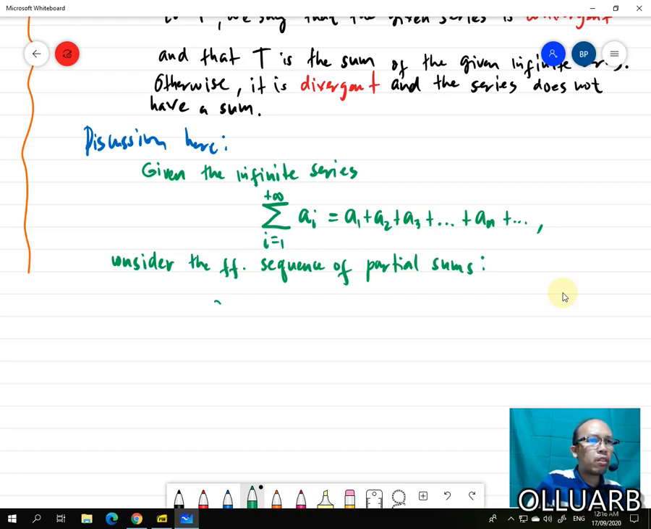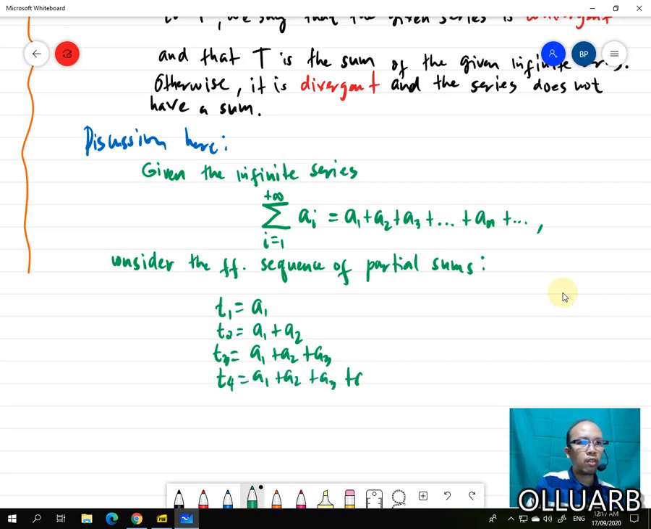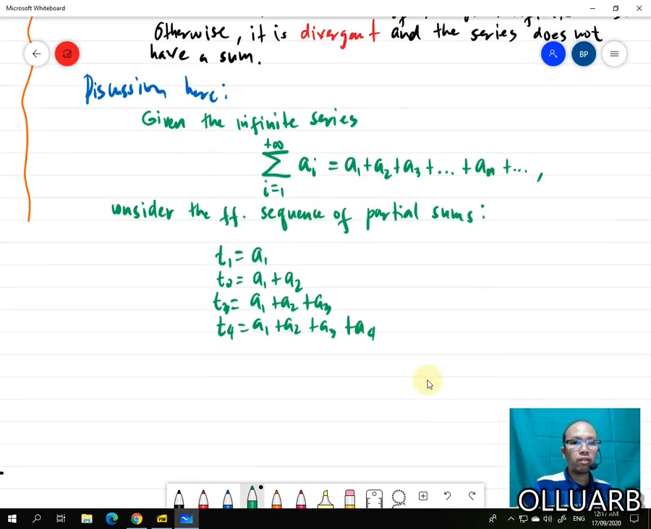This sequence of partial sums: T1, which is A1, I already explained this in the first part of this video. T2 is A1 plus A2. T3 is A1 plus A2 plus A3. T4 is A1 plus A2 plus A3 plus A4. Why do we do this? Please go back to the first part of this video. The answer is, of course, to put a meaning to this notation, the infinite series.